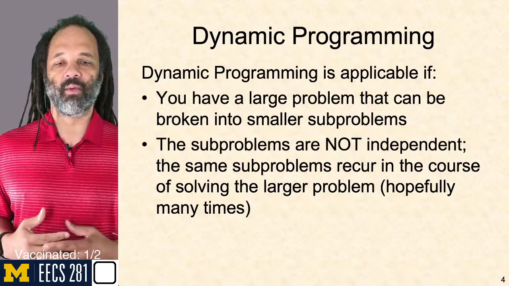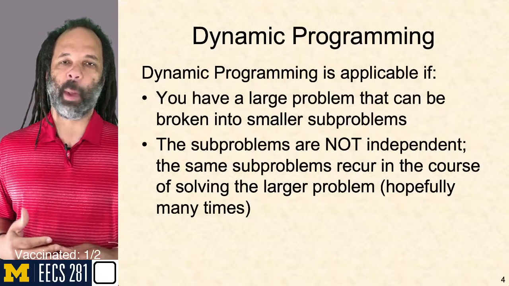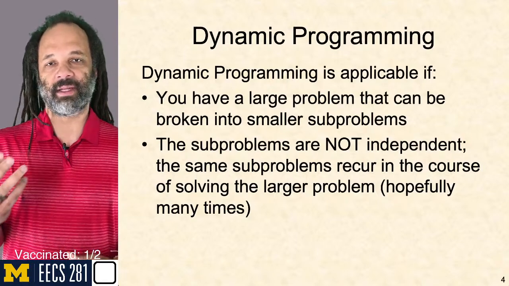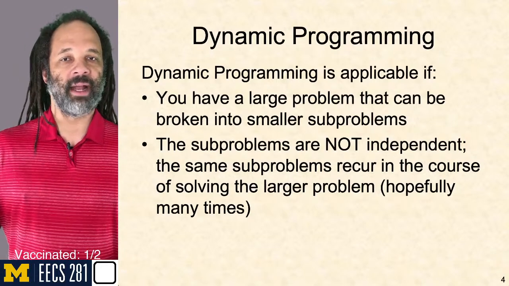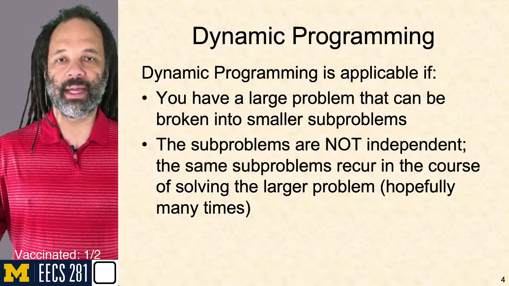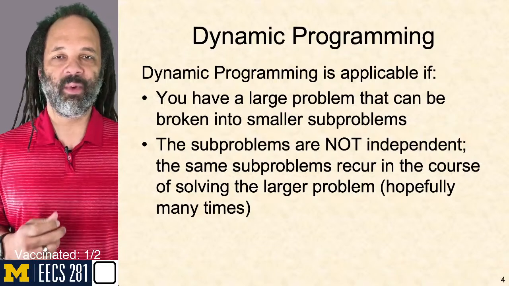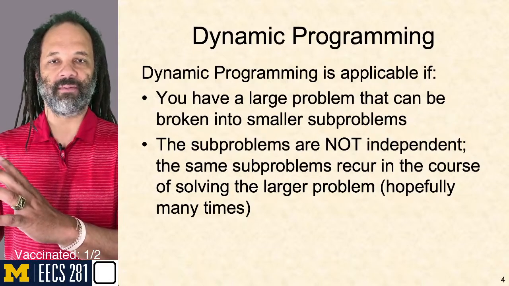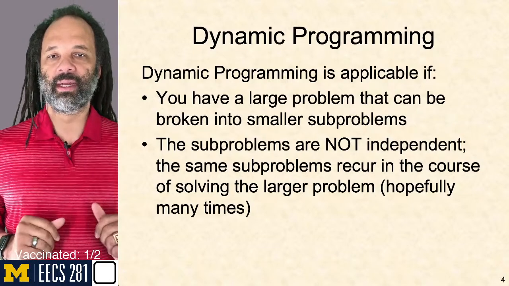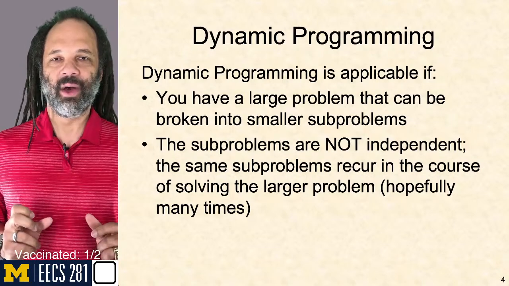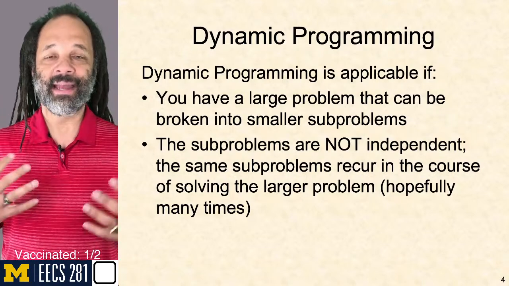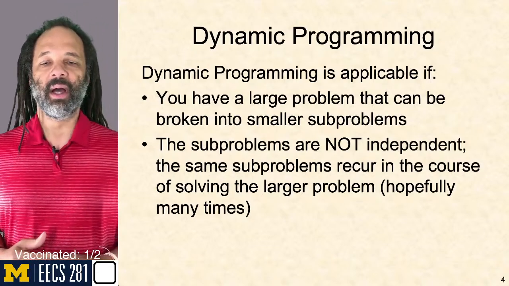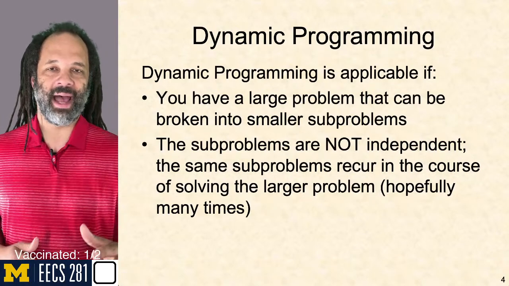A really good example is Fibonacci. If we look at solving Fibonacci 5, for instance, Fibonacci 5 needs Fibonacci 4 and Fibonacci 3. Fibonacci 4 needs Fibonacci 3 and Fibonacci 2. So right there, Fibonacci 3 is part of the solution to Fibonacci 4, and it's part of the solution to Fibonacci 5. Those two portions are not independent. That's what we're talking about in this concept of subproblems that are not independent.